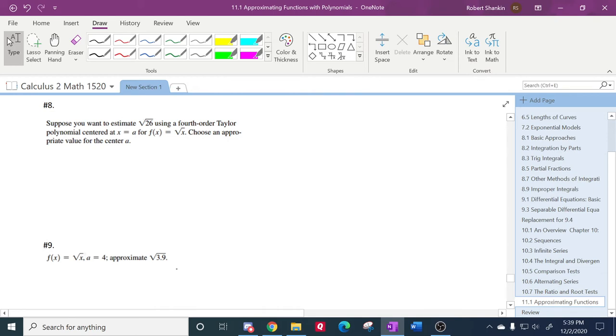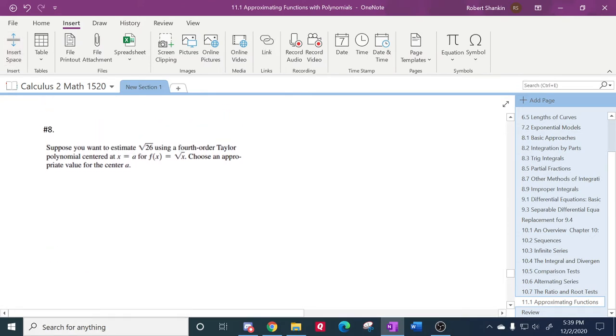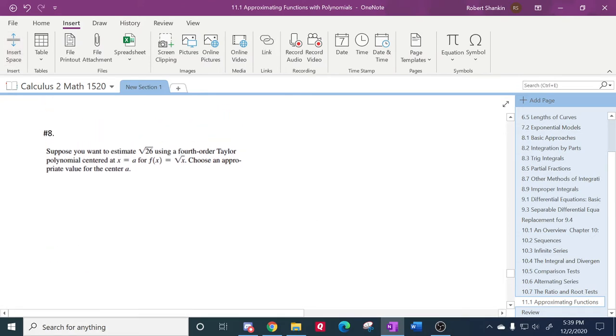Suppose you want to estimate, I'm going to need a little more space here, the square root of 26 using a fourth order Taylor polynomial centered at x equal a, where f of x equals the square root of x. Choose an appropriate value for the center a. Right. Let me give you a moment to think about this.